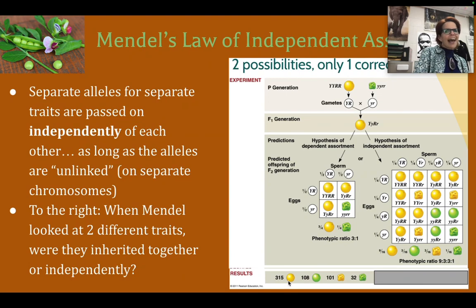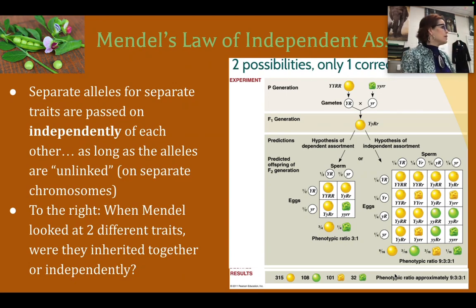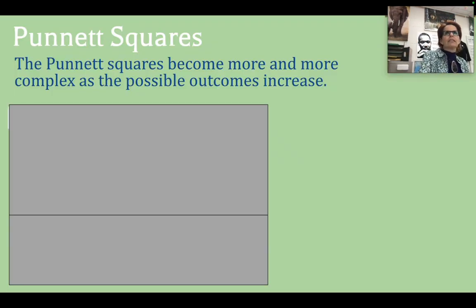This is what he actually got. 315 were yellow round, 108 and 101 were green round or yellow shriveled, and then 32. So that is actually the 9-to-3-to-3-to-1 ratio. So as long as they're not on the same chromosome, they are being inherited separately. So that's independent assortment. Complicated.